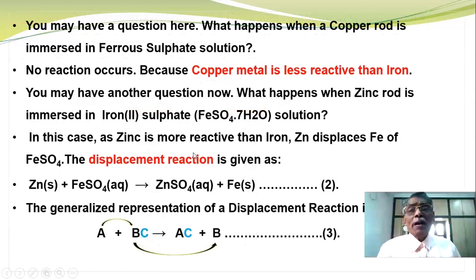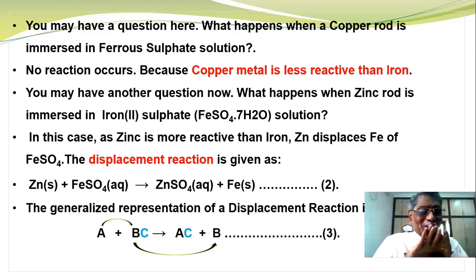Now, you may have a question here. What happens when a copper rod is immersed in ferrous sulfate solution? No reaction occurs because copper metal is less reactive than iron.